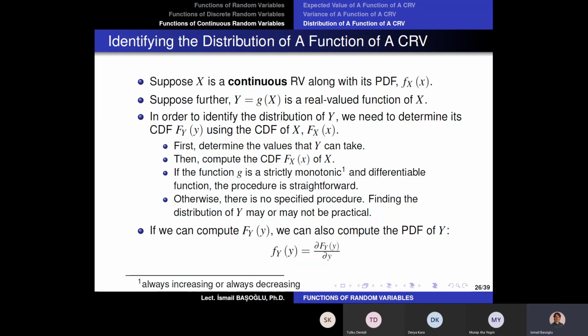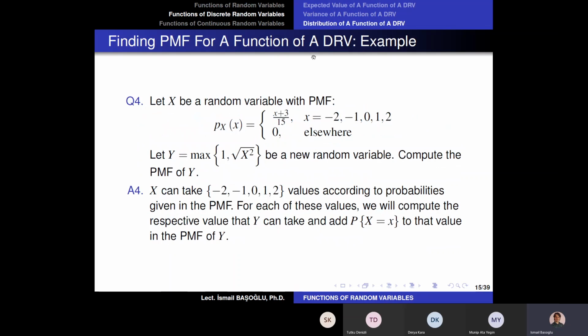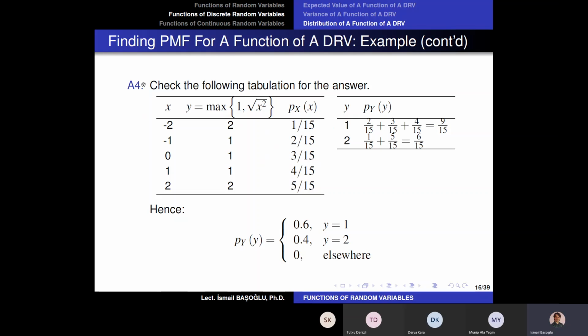So remember, when we were studying the discrete random variables, we first learned how to calculate the expected value of a function of a discrete random variable, then learned how to calculate the variance of a function of a discrete random variable, and then we learned how to determine the probability mass function of a discrete random variable. And in the previous hour, we solved this simple example, and in this simple example, you have seen that for discrete random variables, the probability mass function of a random variable can easily be determined by a straightforward procedure, okay?